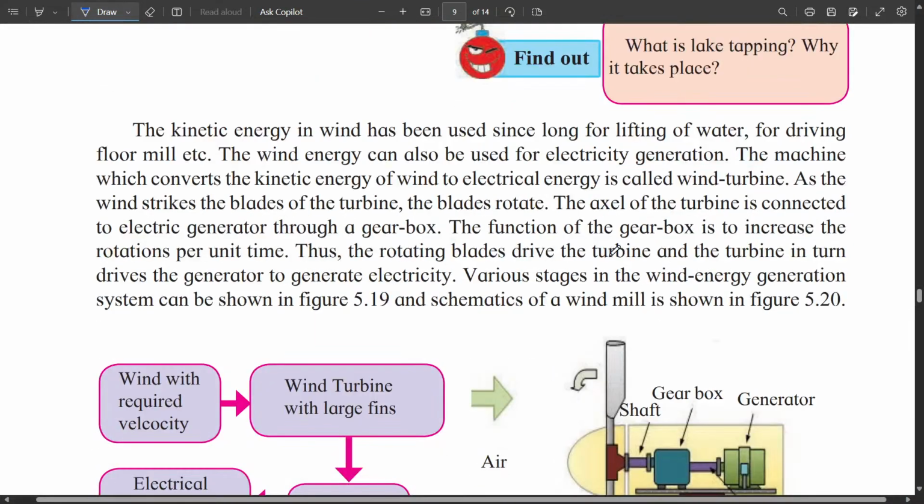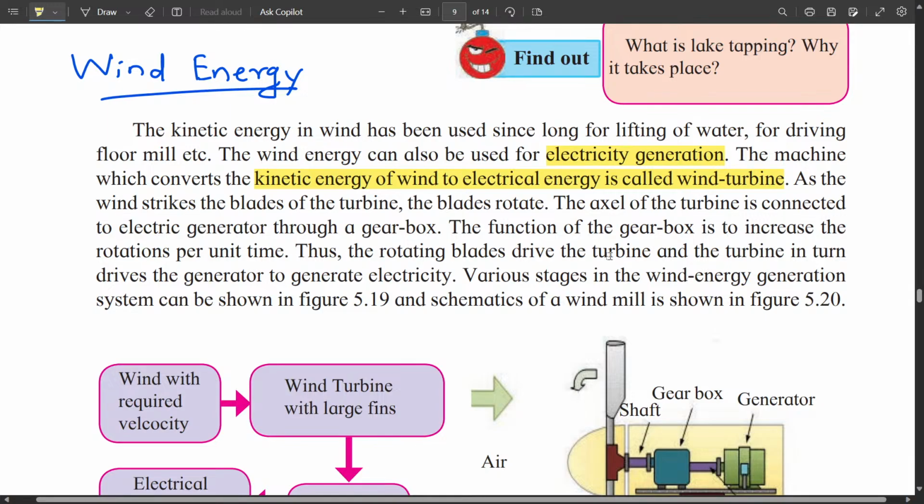The kinetic energy in wind. So here the section changes and the new topic is wind energy. The kinetic energy of the wind has been used since long for lifting water or for driving the flour mills. Wind energy can also be used for electricity generation. The machine which converts kinetic energy of the wind into electric energy is called wind turbine.